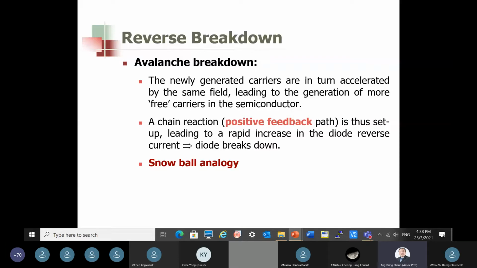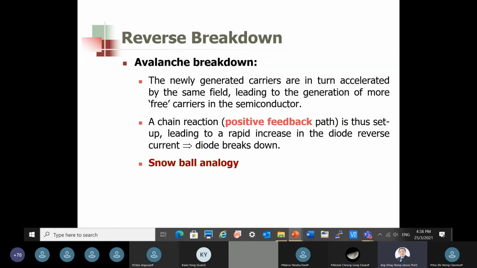There are two important points here, as mentioned. One is the impact ionization process, and the other is a chain reaction that kicks off after impact ionization has happened. Because of the chain reaction, or positive feedback electron-hole pair generation process, the current can increase very rapidly and uncontrollably during avalanche breakdown. And because of this, there is no way to control avalanche breakdown once it happens.